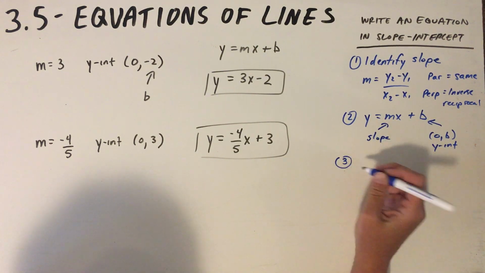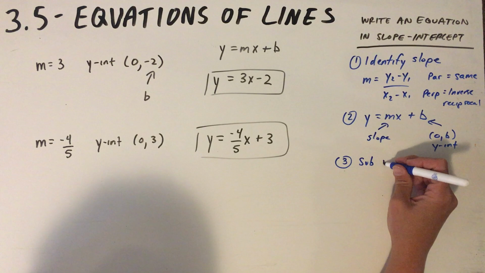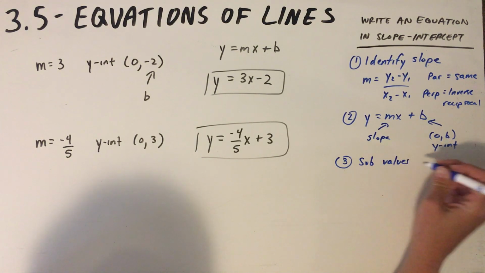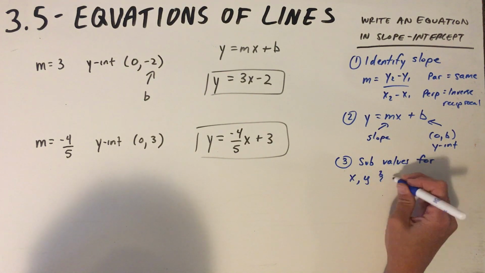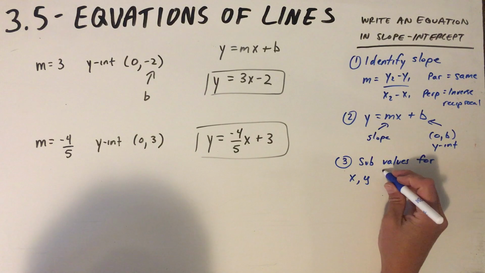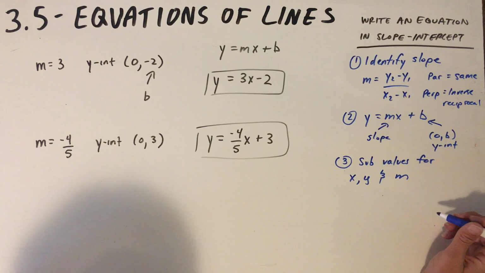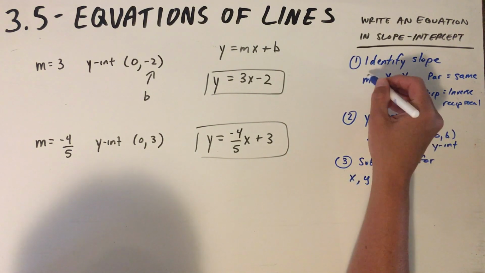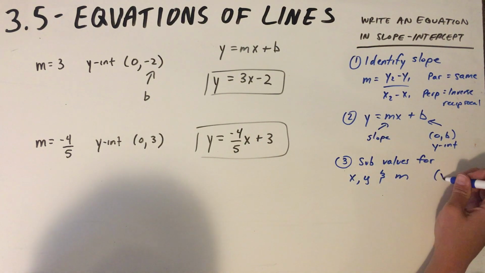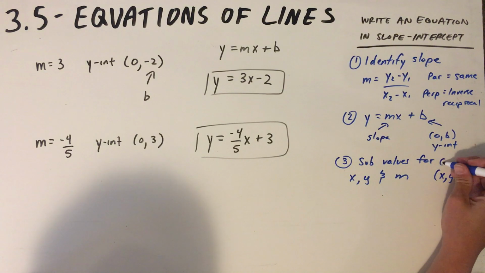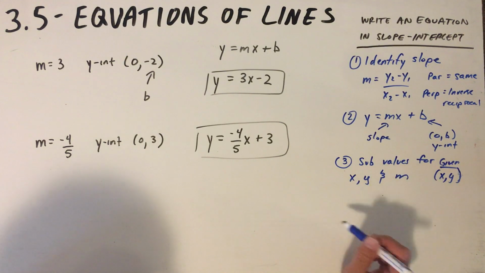The third step will be to substitute a value, or the values, for x, y, and m. Where am I going to get these values to substitute? I'll get the value of m from step 1. I'm going to identify my slope so I'll know what it is. I get the value of x and y from an ordered pair that I'll be given. So I'll be given some ordered pair, and that's where I'm going to get the x and y values.